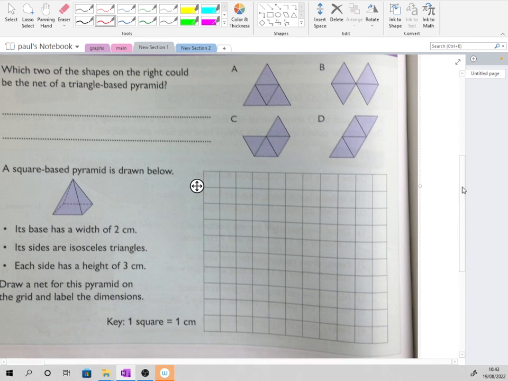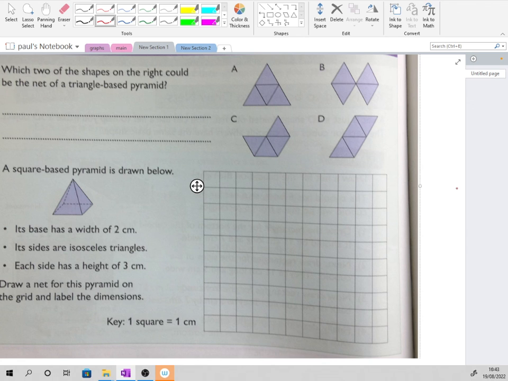Okay. So which two shapes on the right? Don't forget, you can pause, have a go, and all that kind of stuff. Which two shapes on the right could be the net of a triangle-based pyramid? Remember, we did one of those in the last lesson, a triangle-based pyramid. So we've got a triangle, and we've got to fold everything up so that we get a pyramid. It's got to have four sides, so these all have four sides.